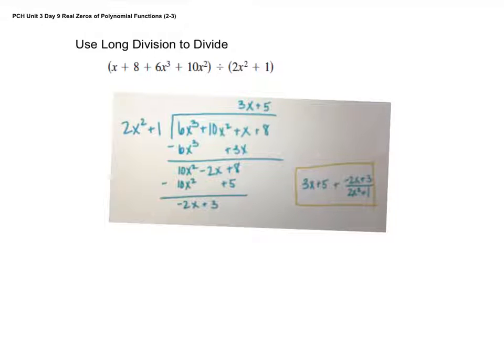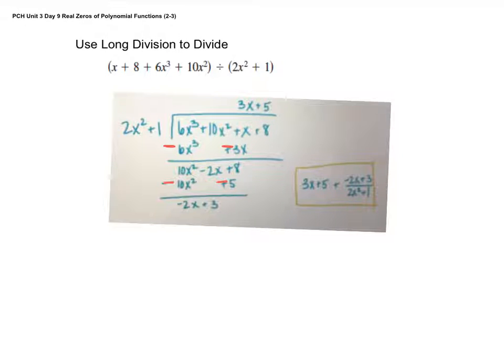Common thing here, we mess up, we forget to distribute the negative to both parts. She didn't write it, but she did do it. x minus 3x is negative 2x. And then we've got this 10x squared we bring down, minus the 2x plus 8. So 10x squared divided by 2x squared is 5. And we then distribute the 5, so 10x squared plus 5. We will subtract the 10x squared and we'll subtract the 5. And that's how we end up with a negative 2x plus 3 left over.